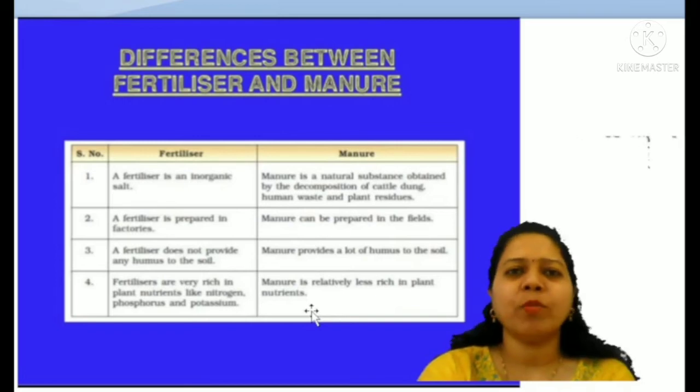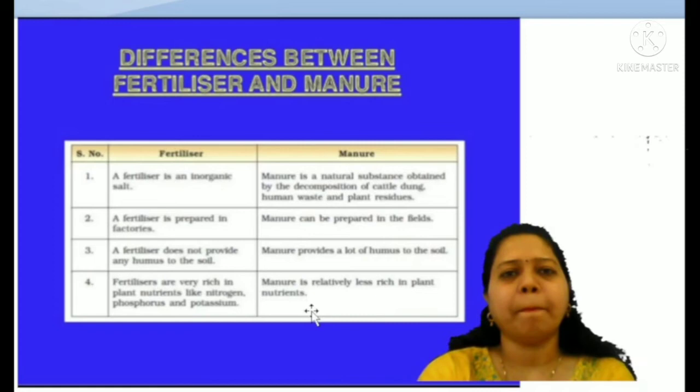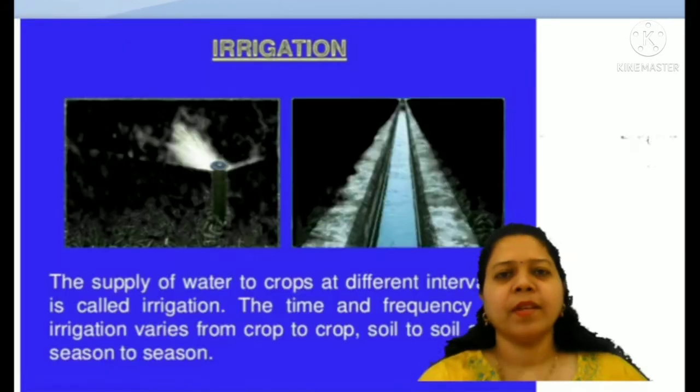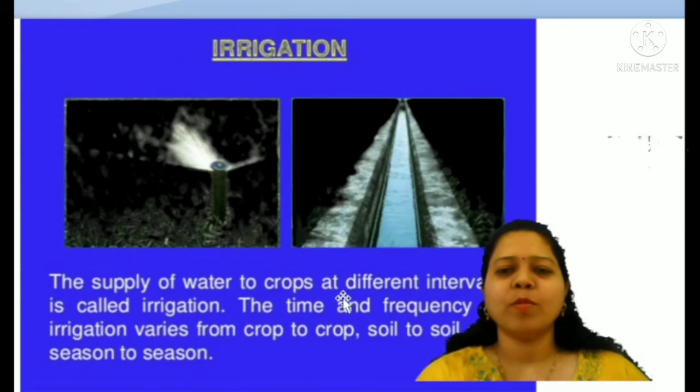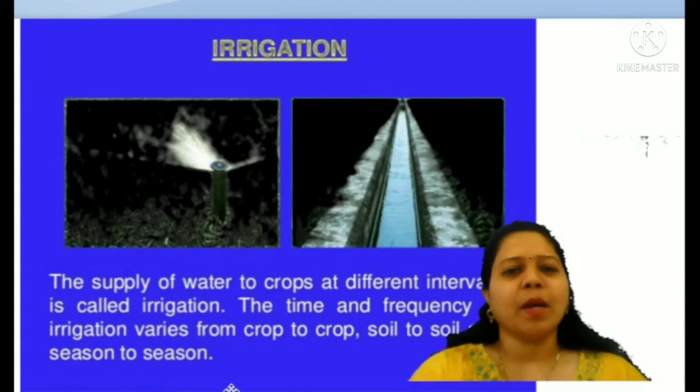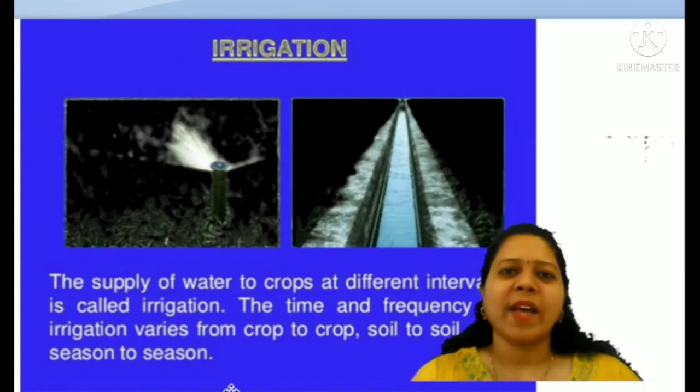Now, what is meant by humus? Humus means the dead, decaying part of plants and animal waste. Next is irrigation. The supply of water to crops at different intervals is called irrigation. The time and frequency of irrigation vary from crop to crop, soil to soil, and season to season.